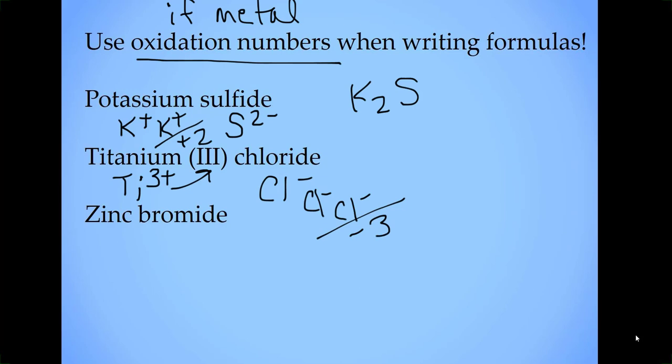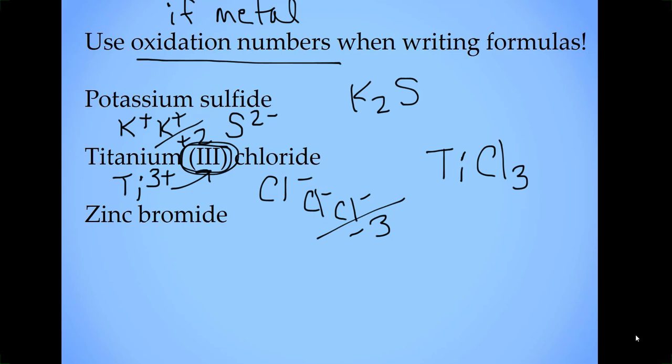So I will write this as TiCl3. So notice that this oxidation number does not tell us how many titaniums there are. It tells us what the charge of the titanium is. So we have TiCl3. Let's go to the next one.